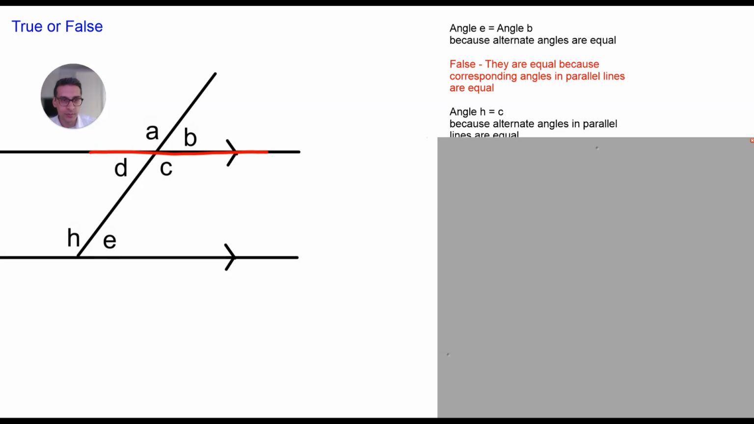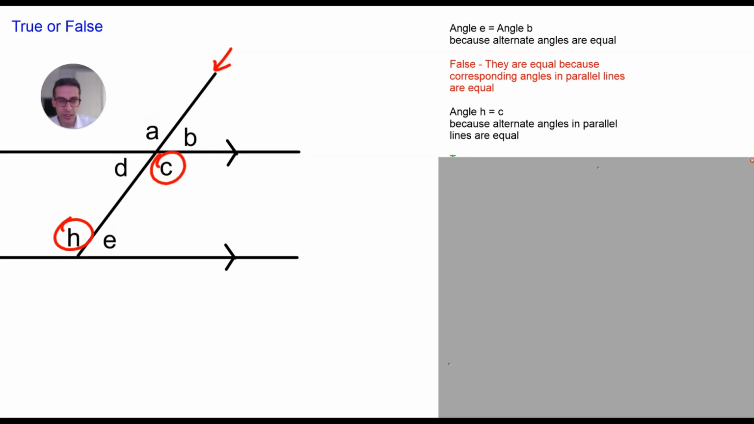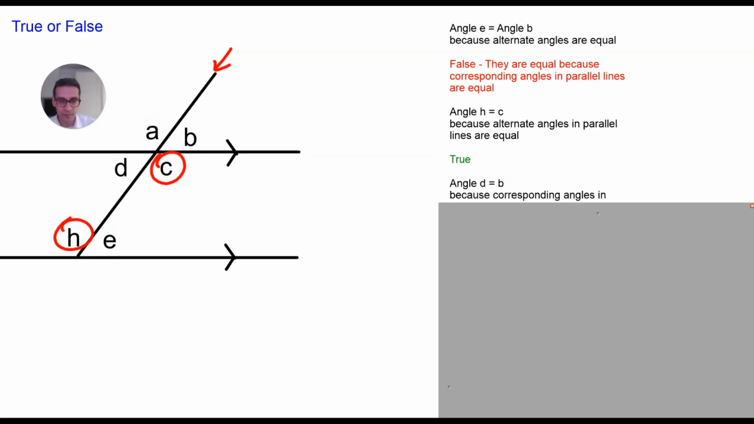So next one. Angle H is equal to angle C. So C and H are equal because alternate angles in parallel lines are equal. So you can see we've got two parallel lines here. They're opposite. This is the transversal, and this does seem like it's going to be true. So that's true.